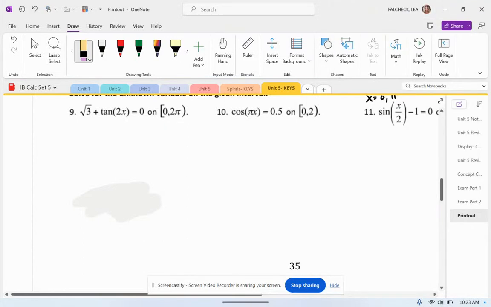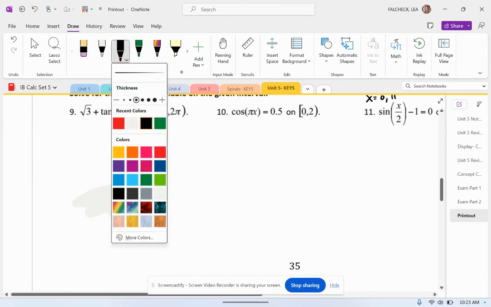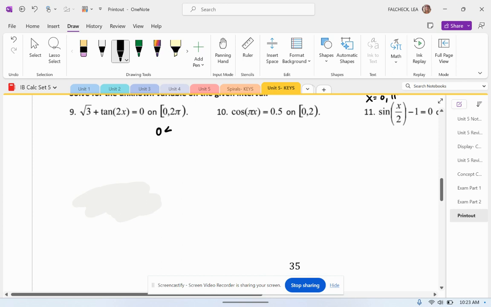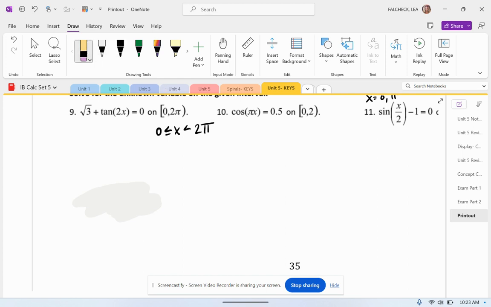Hey guys, so we've got number 9. The square root of 3 plus the tangent of 2x is equal to 0 on 0 and 2 pi. And we are not including 2 pi. Okay, so that's our interval.